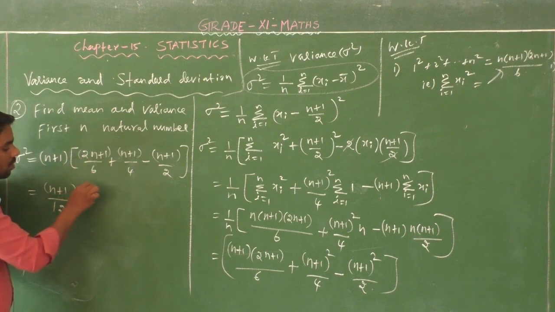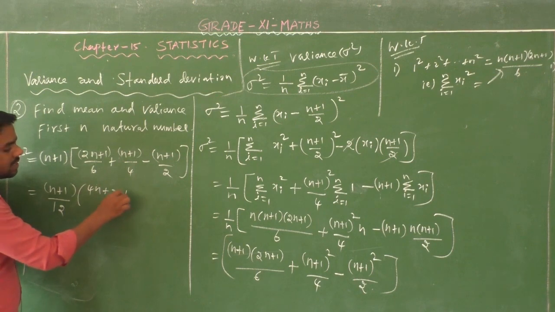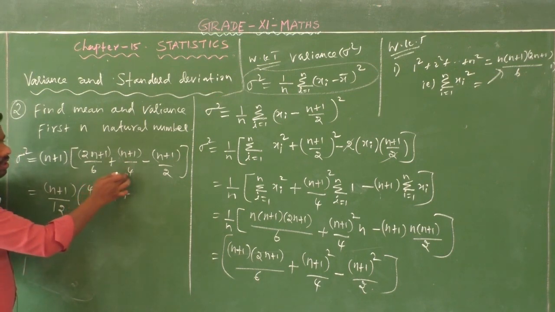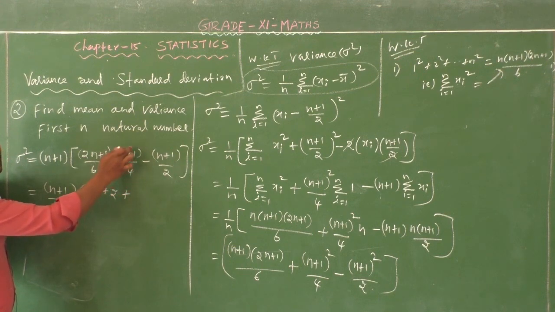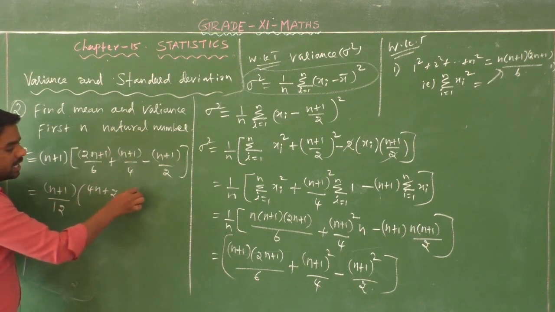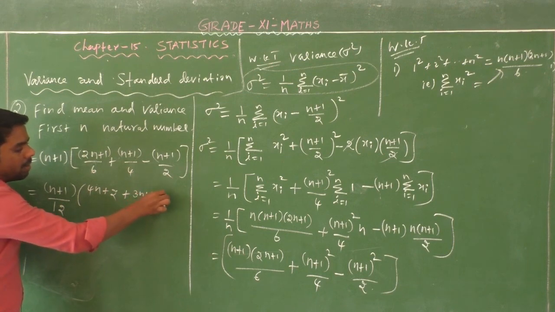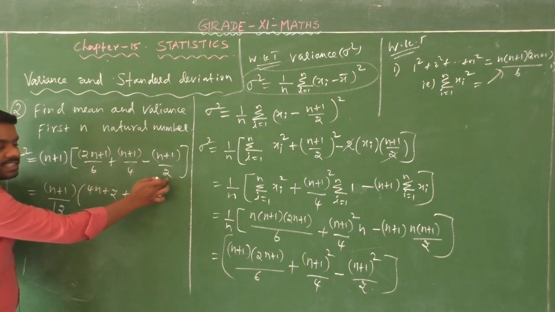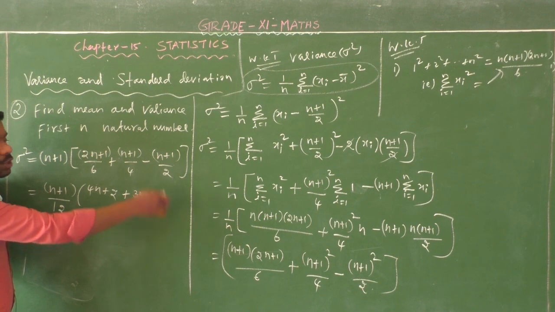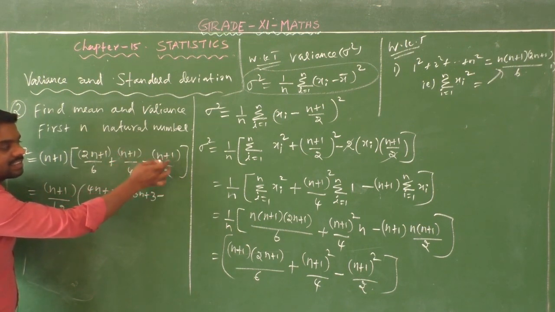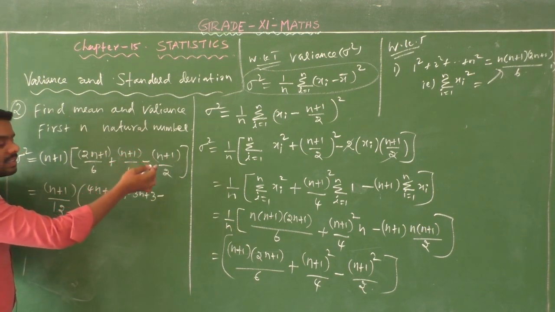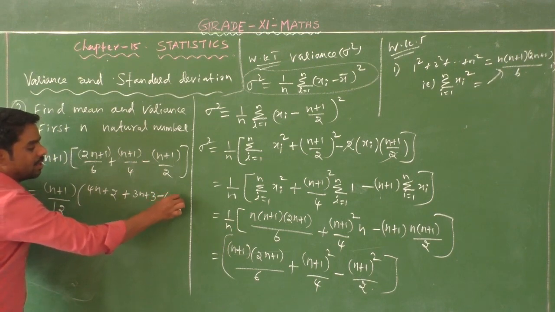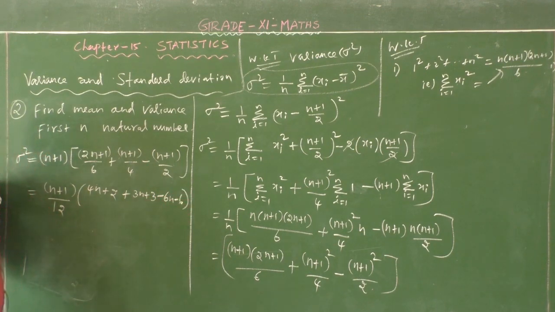So 2 into 2n is 4n, 2 into 1 is 2, plus multiply 3 on both numerator and denominator, so 3 fours are 12. 3 into n plus 1 is 3n plus 3, minus here 2 into 6 is 12, so multiply 6 on numerator and denominator. 6 into n plus 1 is 6n plus 6. So minus of 6n plus 6 is minus 6n minus 6. So simplify this value.